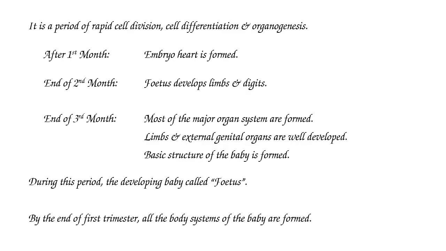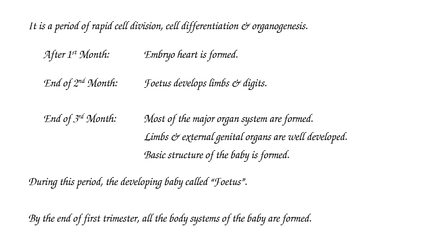The first trimester. So let's see what changes we can observe during this period. The first trimester is from the first month to the third month. It is the first 3 months, which is considered as the first trimester. Now it is a period of rapid cell division, cell differentiation, and organogenesis.